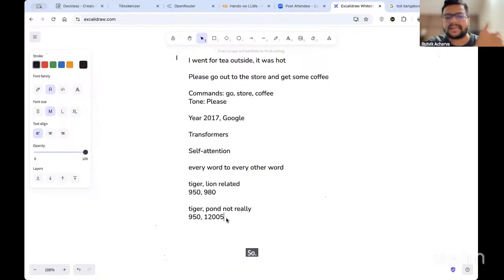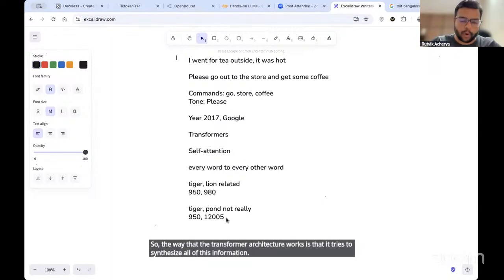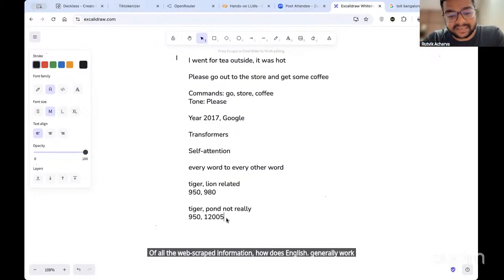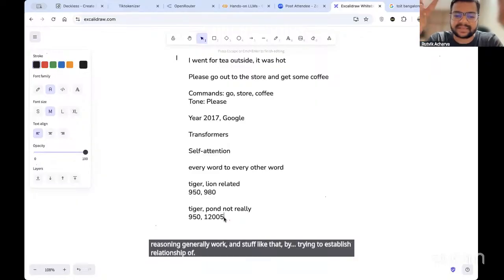So the way that the transformer architecture works is that it tries to synthesize all of this information from all the web scraped information. How does English generally work? How does reasoning generally work, and stuff like that, by trying to establish the relationship of every single thing to every other single thing.